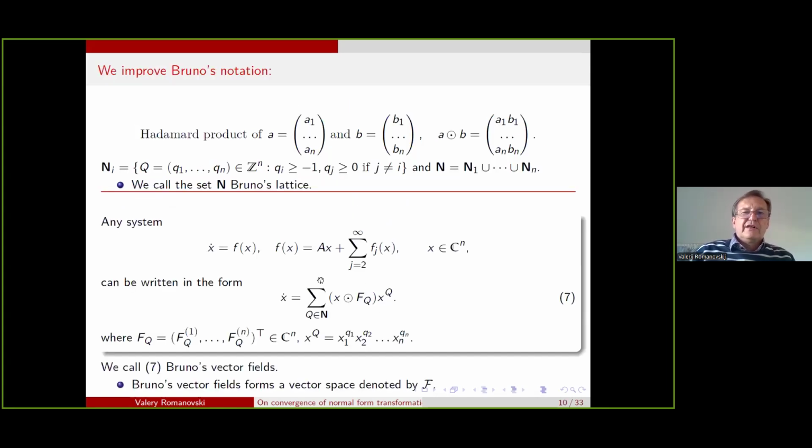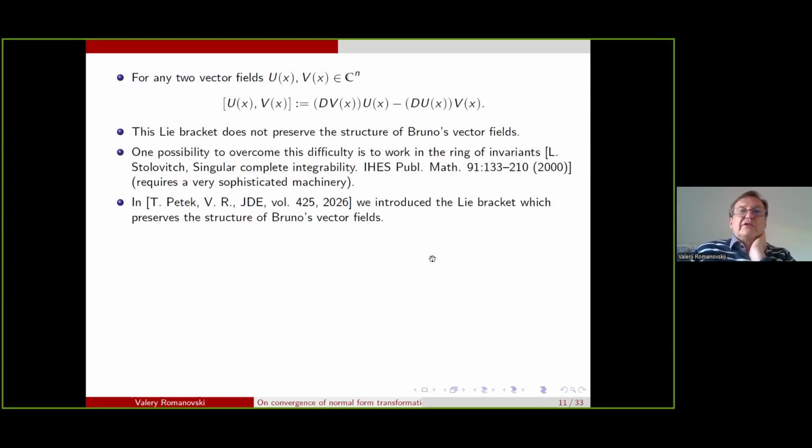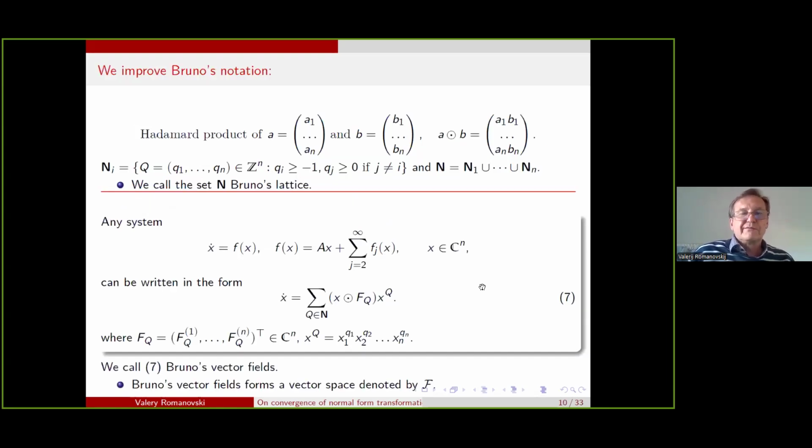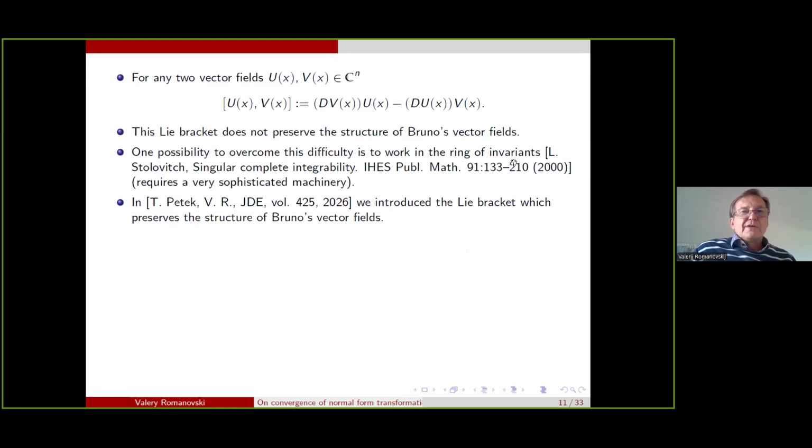So if you have such a vector field and would like to compute the Lie bracket, you have to write it back in traditional form. Then you compute derivatives, and you obtain again a traditional vector field, and you have to rewrite this in such form. So this does not make much sense. And one possibility to overcome this difficulty is to work in the ring of invariants.